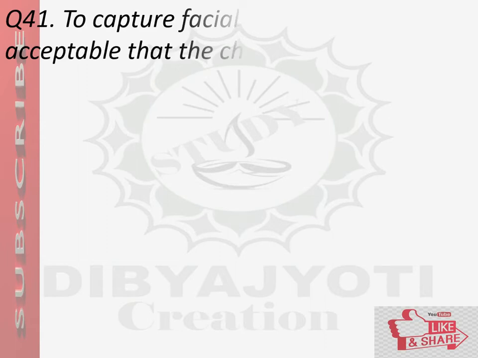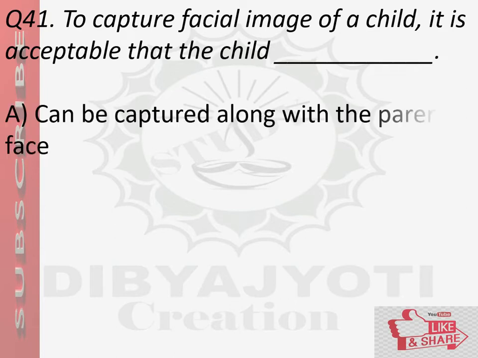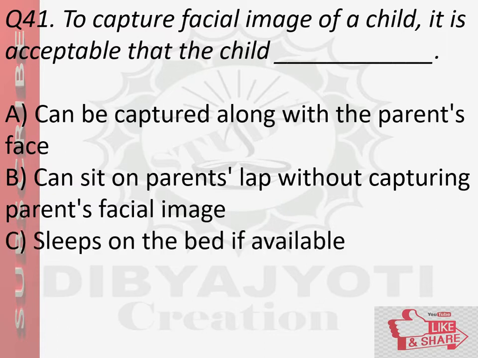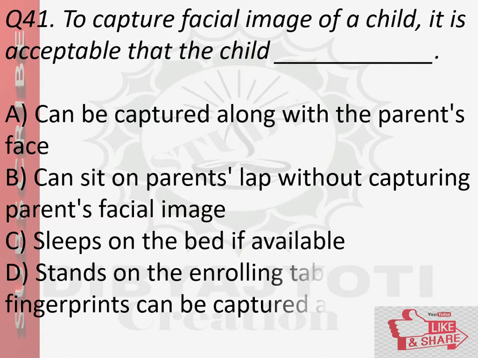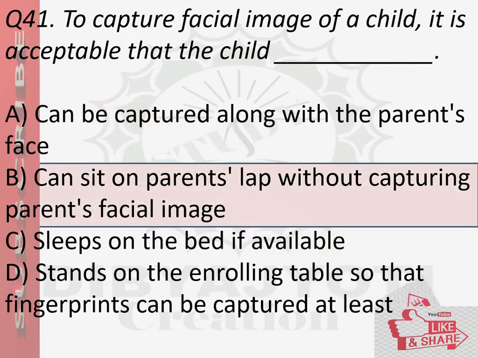41. To capture facial image of a child, it is acceptable that the child can be captured along with the parent's face, can sit on parent's lap without capturing parent's facial image, sleeps on the bed if available, stands on the enrolling table so that fingerprints can be captured at least. And answer is option B, can sit on parent's lap without capturing parent's facial image.